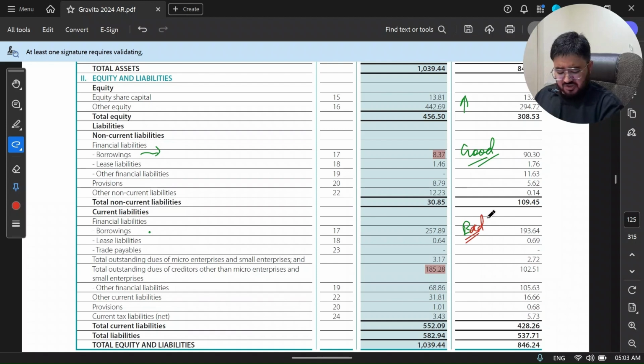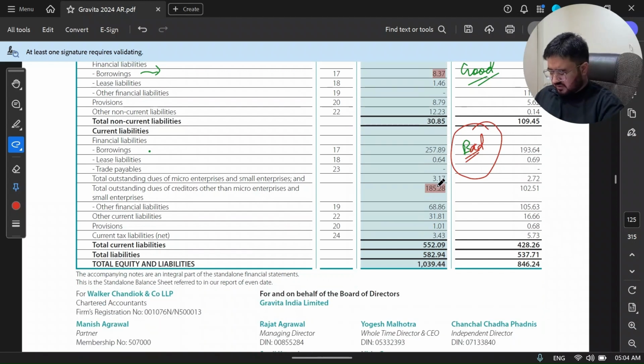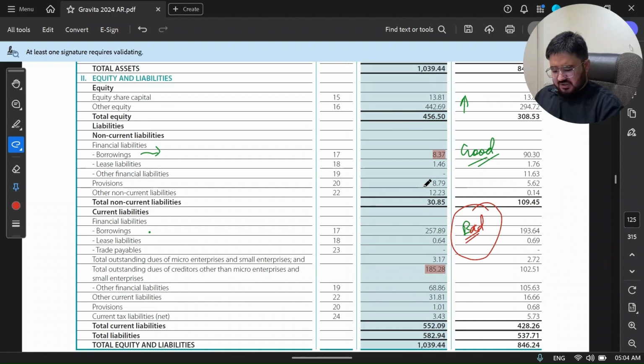However, we need to assess it further, because what if it is using this amount for capital expenditure? A company usually borrows money to take care of its capex needs. We have to see that too, right? So let's go to the other statements now.